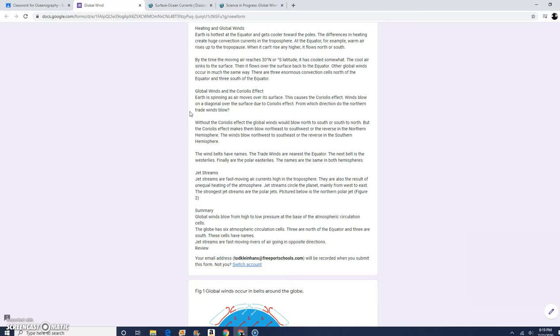From which direction do the northern trade winds blow? Well, without the Coriolis effect, the global winds would blow north to south or south to north. But the Coriolis effect makes them blow northeast to southwest, or the reverse in the northern hemisphere. The winds blow northwest to southeast, or the reverse in the southern hemisphere.